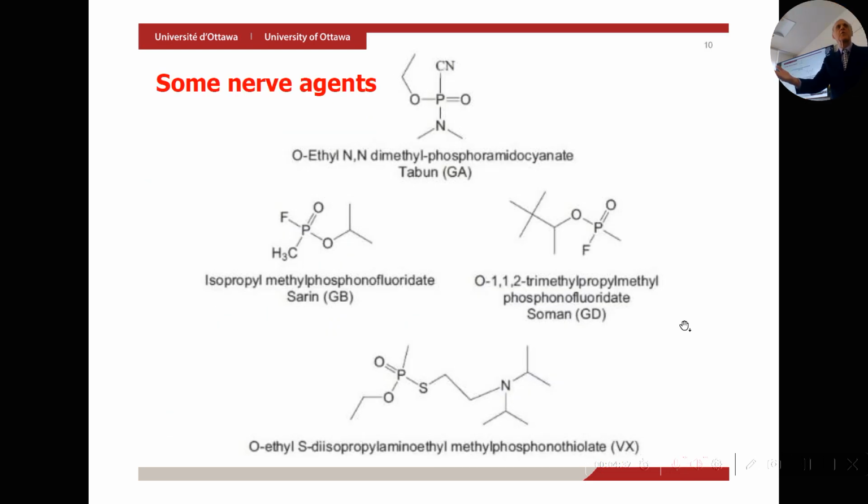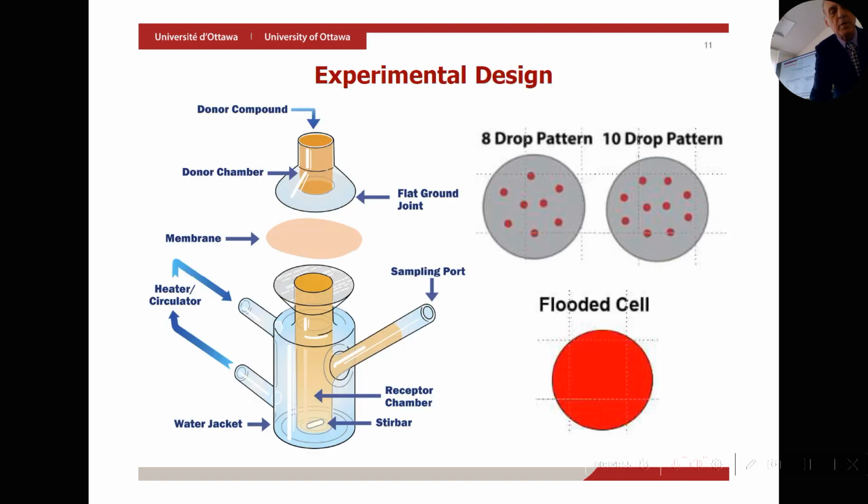And these are some of the nerve agents. We produce them in Canada as well, not to use them, but to be able to protect against them, to design materials that protect against these agents, and to provide them to military personnel, but also to first responders in case of a problem. And so the way it's being done is that they make tests.